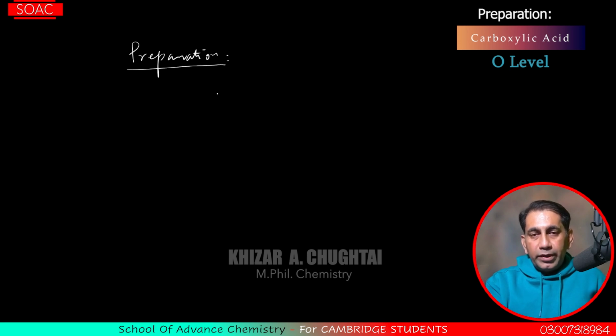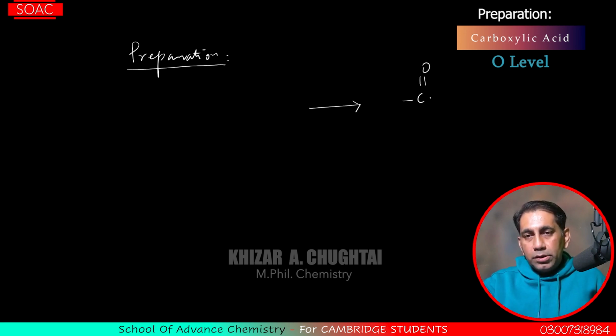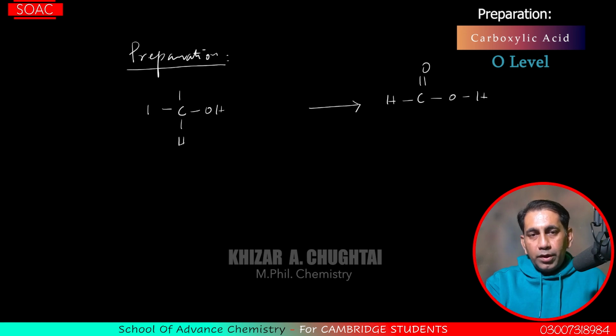Preparation of carboxylic acid. First of all, for example, I'm supposed to make methanoic acid. This is the formula of methanoic acid. As you know, this acid is having one carbon atom, so it will be made from one carbon alcohol. This is one carbon alcohol, methanol. And it is oxidized basically.